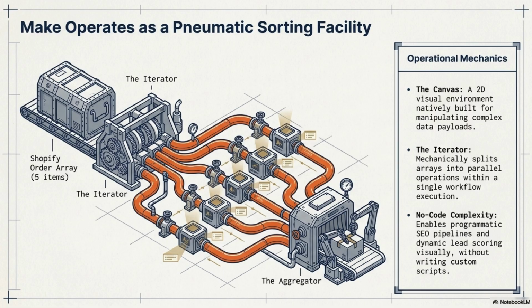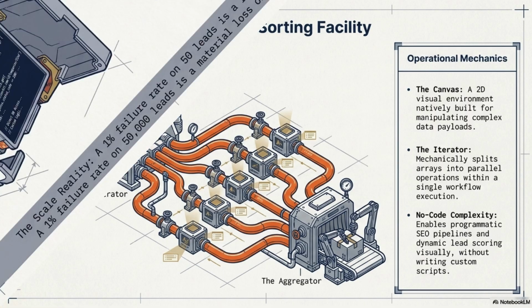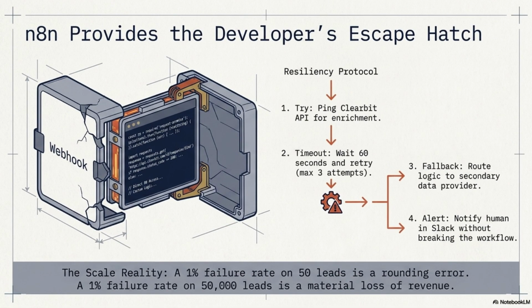And the visual nature of those diverter gates in Make means a go-to-market ops manager can build incredibly complex programmatic SEO pipelines or dynamic lead scoring models without writing a single line of code. You can literally just visually trace the flow of data through the splitters and aggregators. Which is awesome. But let's talk about the developer side, because n8n introduces a completely different paradigm here.